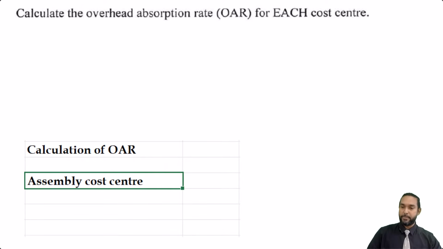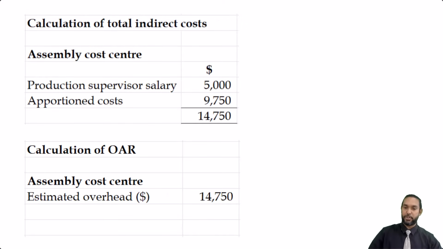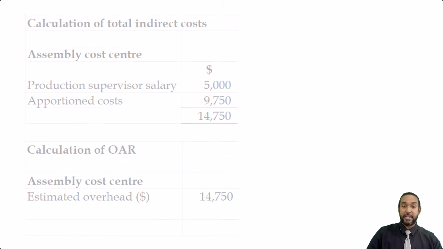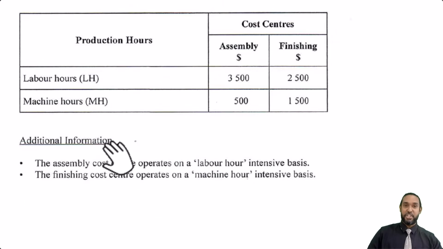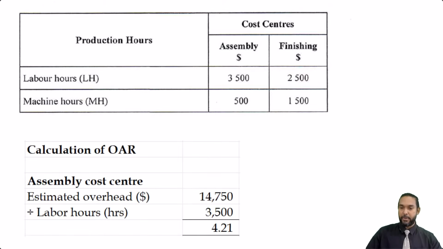Let's start with the assembly cost center. So we're going to use the 14,750 from the previous part of the question, and we're going to divide by, in this case, now, this is where the additional information came in about the labor intensive. We're using the labor hours to help share the overheads, right? So we're going to divide by the 3,500 and we're going to get approximately 4.21. I don't know if that was an exact figure. If you ever get multiple decimal places, round off to 2, right? Because it's dollars and cents.